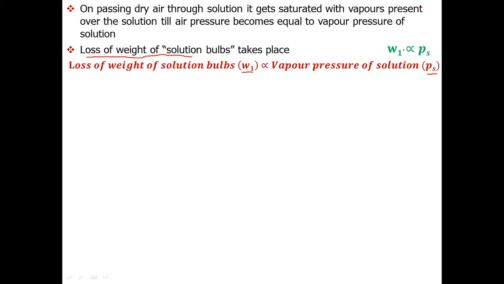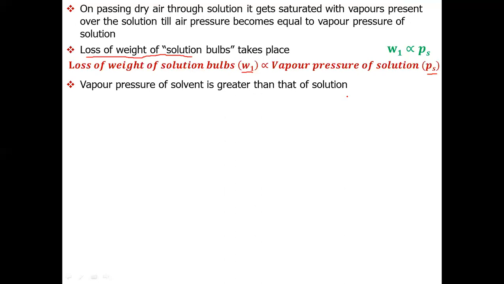Or we can mathematically write it W1, which is the loss of weight of the solution bulbs. It is proportional to the vapor pressure of the solution. So when these vapors pass through the solution bulbs, they will go to the solvent bulbs. Now we all know that the vapor pressure of the solvent is greater than that of the solution, and the air that is containing vapors of solvent from the solution has a lesser vapor pressure than the vapor pressure of pure solvent.